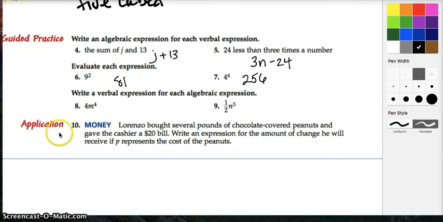Let's look at this one, application number 10. Money. Lorenzo bought several pounds of chocolate-covered peanuts and gave the cashier a $20 bill. Write an expression for the amount of change he will receive if P represents the cost of peanuts. Write your answer down or think of your answer and check it out. He should get 20 minus P as change.